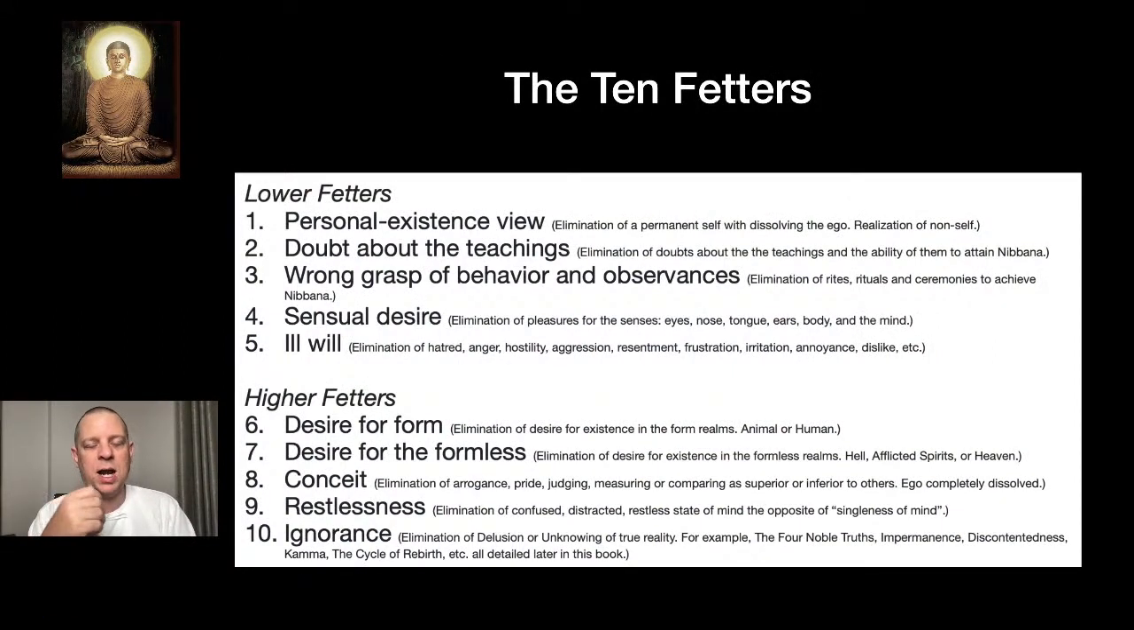The first thing that I would like to discuss is the 10 fetters. The 10 fetters are 10 individual aspects of the mind that need to be eliminated from the mind in order to attain enlightenment. These are also called the taints, or another way to think of these is the pollution of the mind. These are the things that are part of the mind that actually keep it in the unenlightened state.